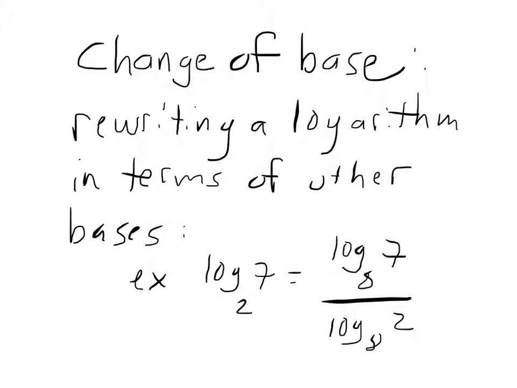Why might we want to do that? Well, if you're asked to evaluate this expression, 2 to some power equals 7, we don't have a log base 2 button on our calculator. We don't have a log base 8 button on our calculator either. We do, though, have a natural log button on our calculator, and so we could rewrite this as log base 2 of 7 is natural log of 7 over natural log of 2, and then we could get a decimal approximation on our calculator for that expression.